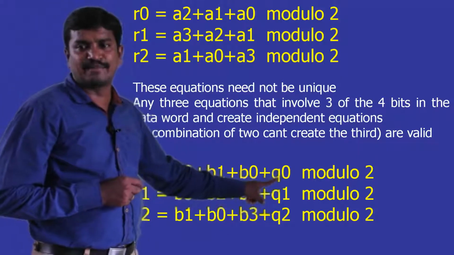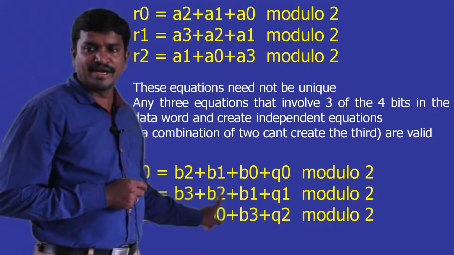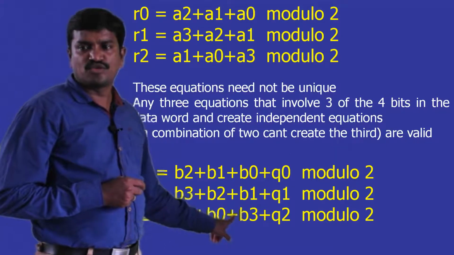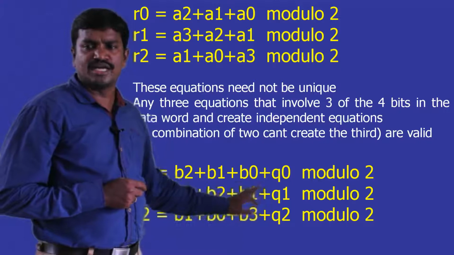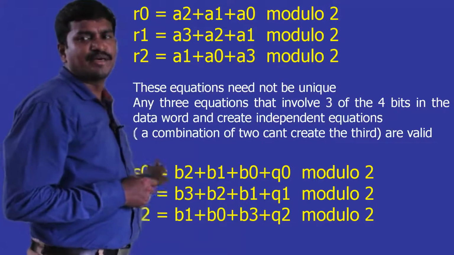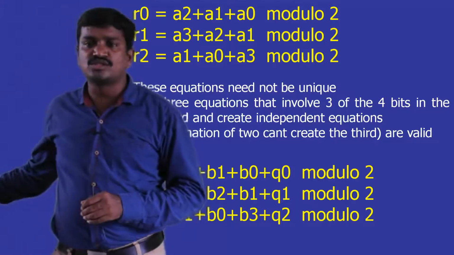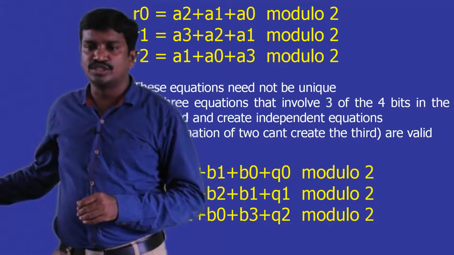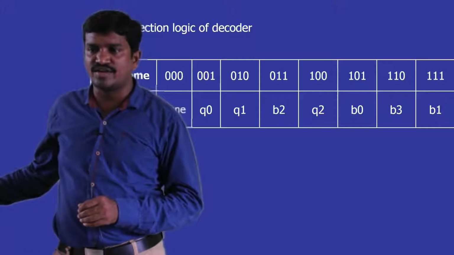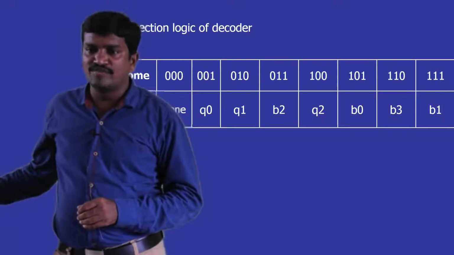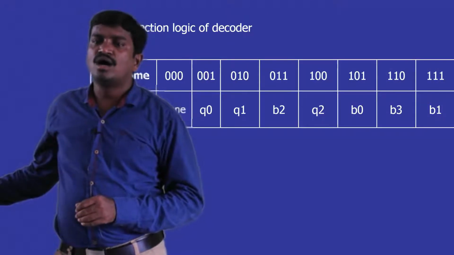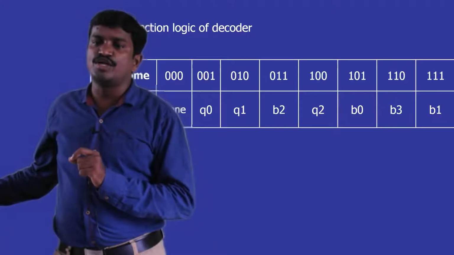If Q naught is corrupted, let us say Q naught is 1 and the remaining are all zeros, then the S0 bit is set to 1. This way you can understand why the syndrome values correspond to different positions. Let me take one more for the sake of understanding. Let us say 111. When the syndrome value is 111, we need to identify which bit is corrupted.